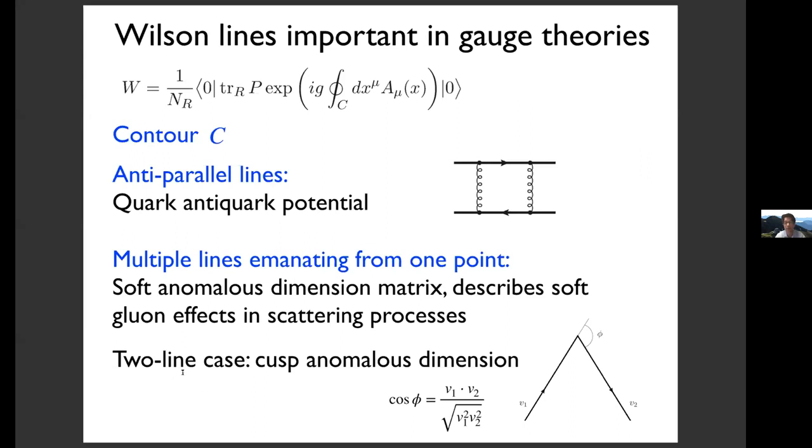So then the contour just forms a cusp of a finite angle, in general phi. So if you have massive particles, this angle is finite. For light-like particles, this angle goes to infinity. And so this is what we'll be focusing on today. But let me give you a bit more motivation before going into this.